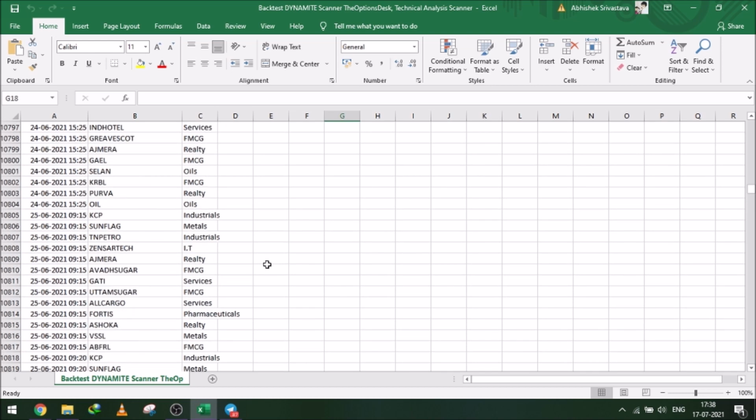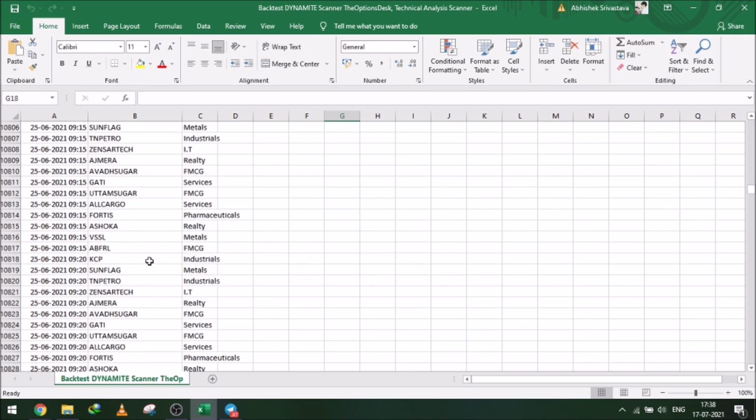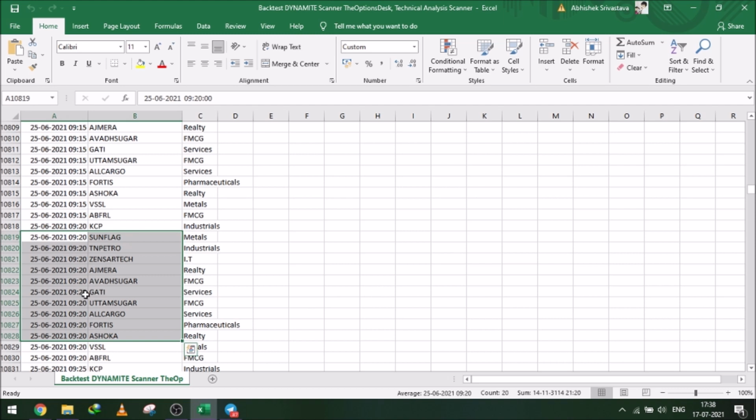The stocks might come around 9:15. See the 9:15. These many stocks somewhat came, but at 9:20 the stocks were reduced a little bit more because the stocks were giving a good move. VSSL, AB, FRL, the stocks were giving a good move. You can take the first 15 minutes high and keep on watching it.